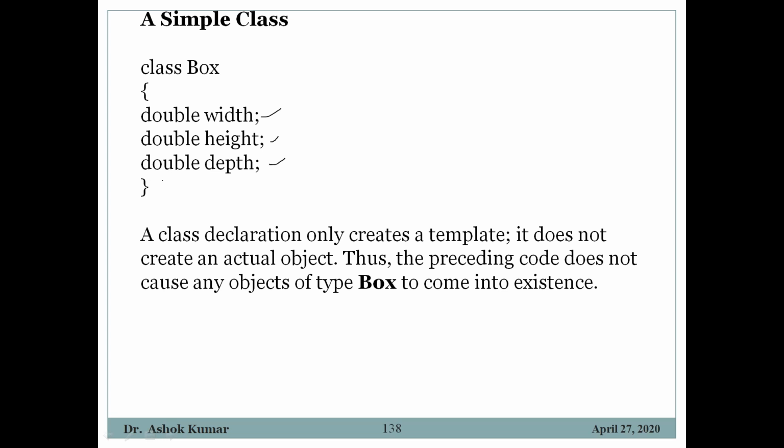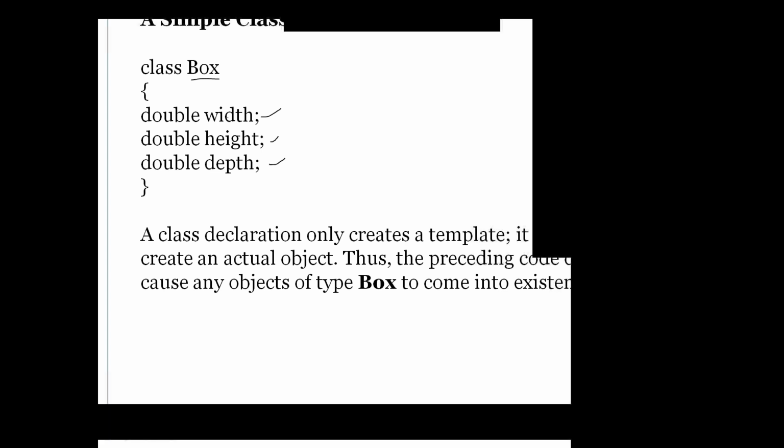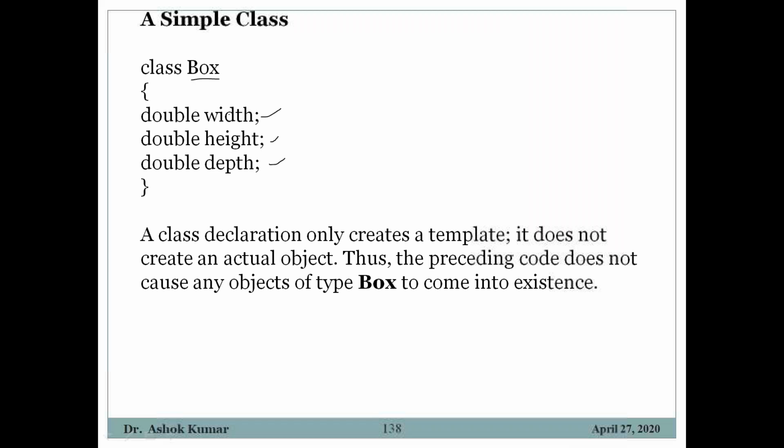So we haven't used any method in this. Soon we will include the methods in the class as well. So this class is having only the attributes. The class name is box, and it has three attributes: width, height, and depth. Keep in mind, if you just declare the class, Java will not allocate memory for the class.